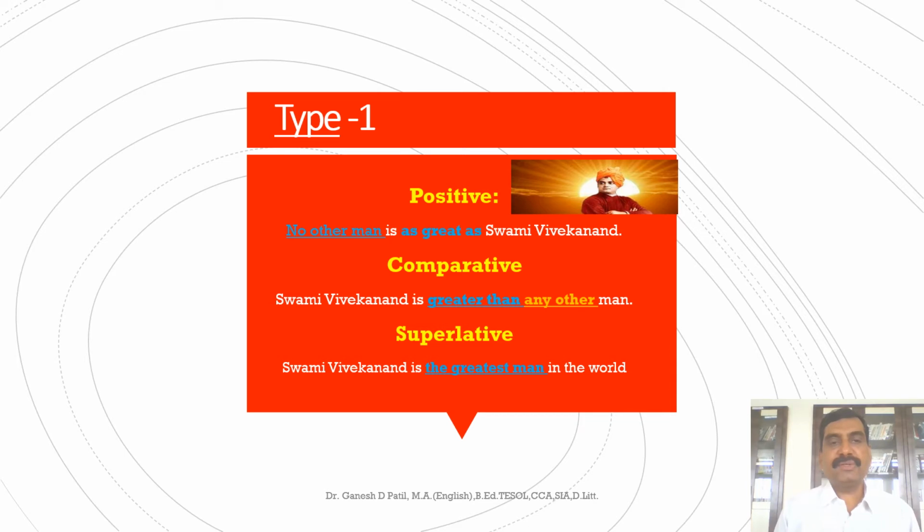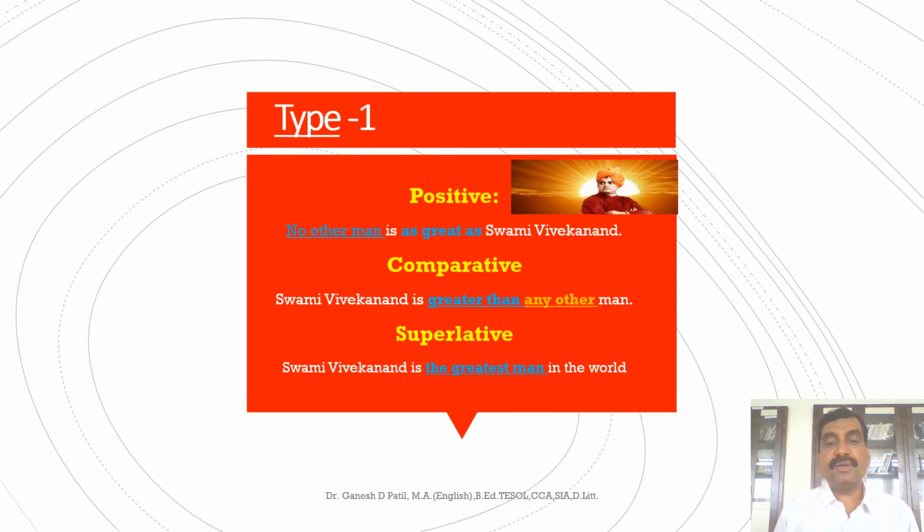The sentence that begins with no other in positive, while changing it in comparative degree, after the comparative form of the adjective, than any other should be taken. And to change this type of sentence in superlative, the plus superlative form should be taken in superlative degree. Let's see the example. No other man is as great as Swami Vivekananda. It means Swami Vivekananda is the greatest.